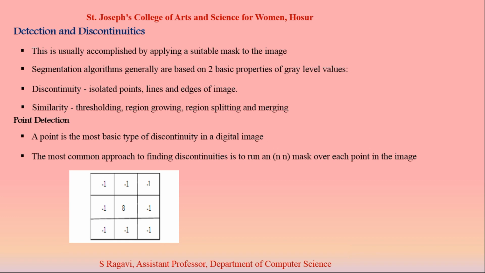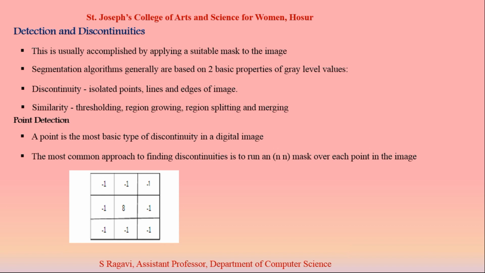This is usually accomplished by applying a suitable mask to the image. Mask is nothing but segmenting a specific portion from an image. Next, the segmentation algorithms are generally based on two basic properties of gray level values. First one is discontinuity, that is based on isolated points, lines and edges of image. The next one is similarity, that is thresholding, region growing, region splitting and merging.